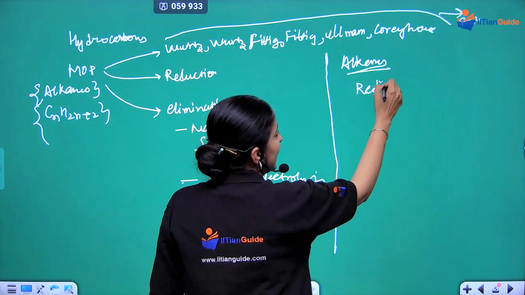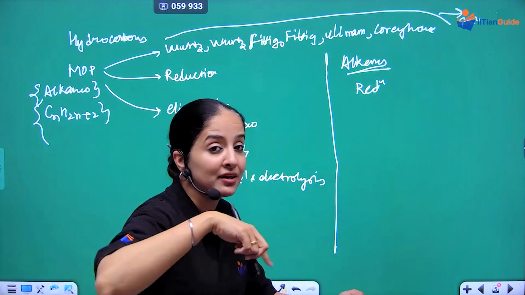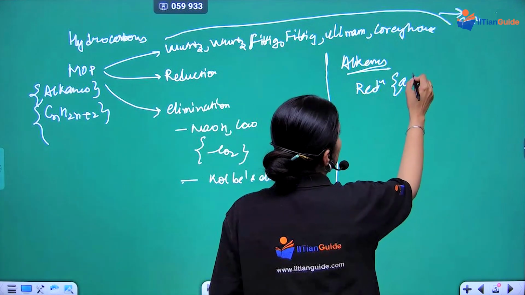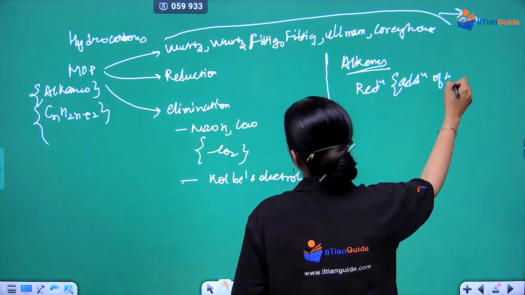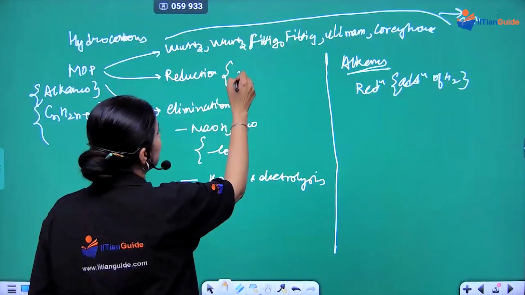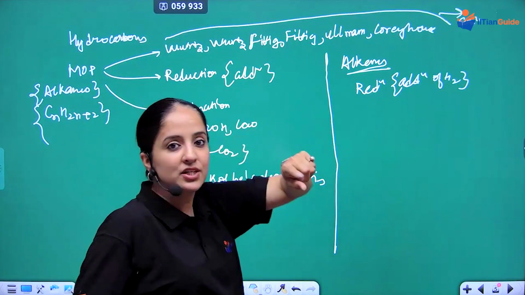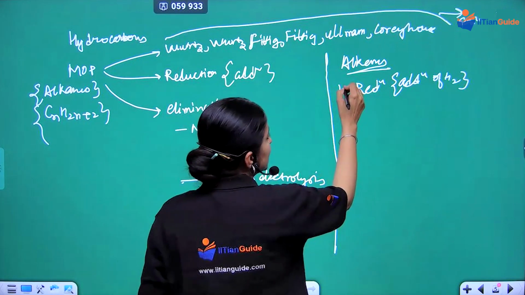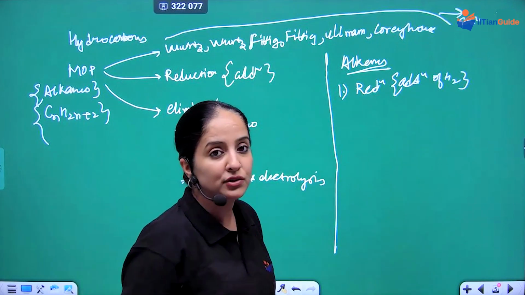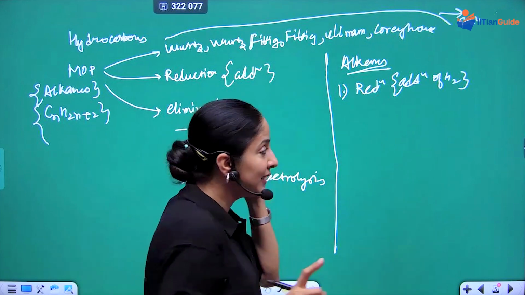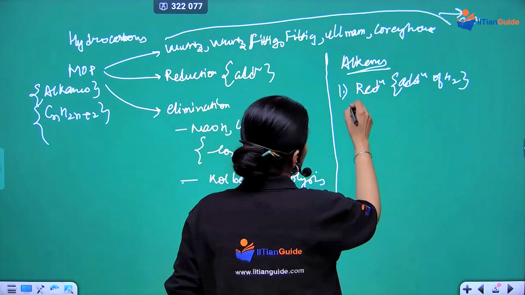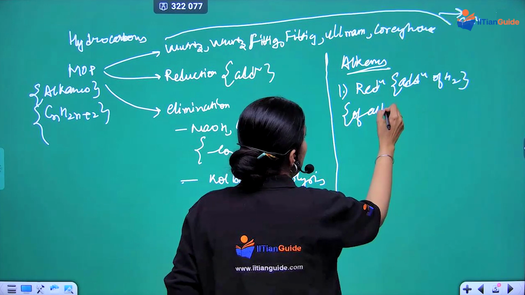Again, reduction reactions. Reduction is basically addition, right? Addition reaction, addition of H2. This is also addition. So can you see addition, elimination, and substitution reactions for alkanes? First is reduction, which is addition of hydrogen for your alkenes. The other methods are, obviously, reduction of alkynes.